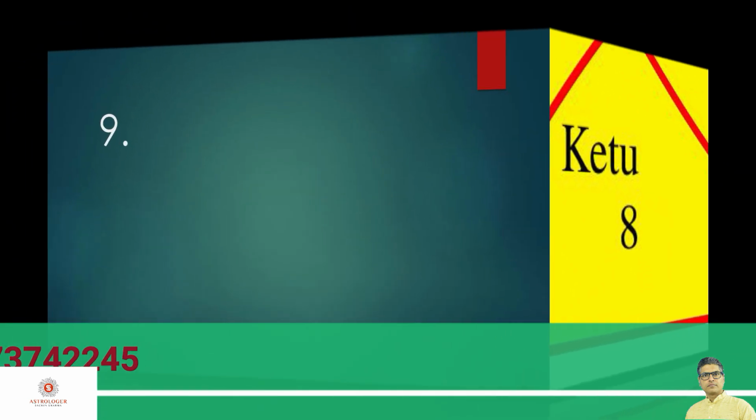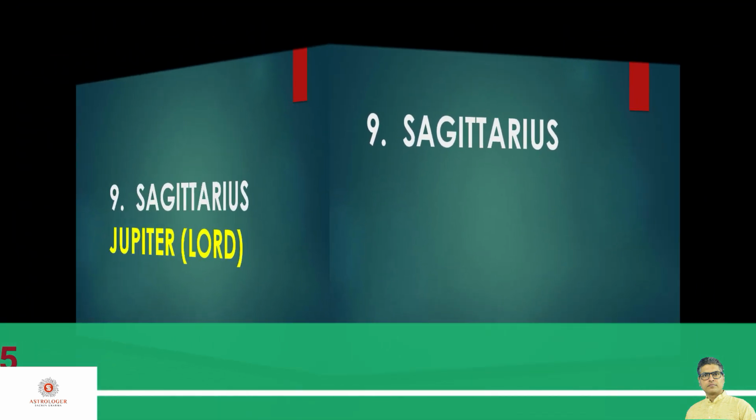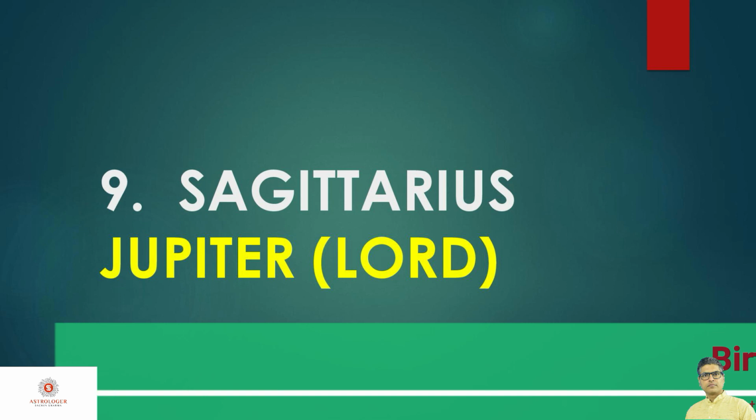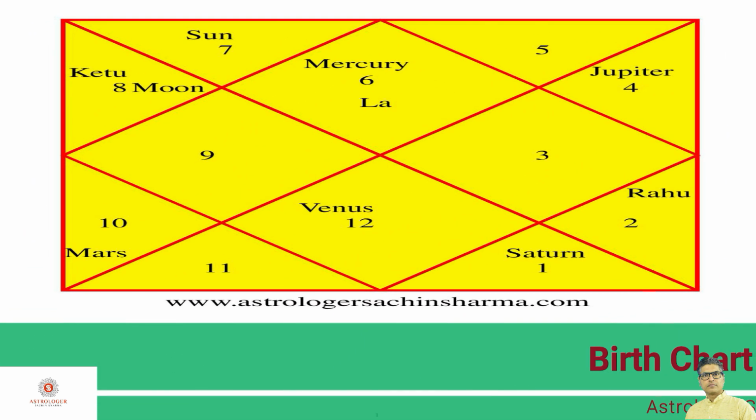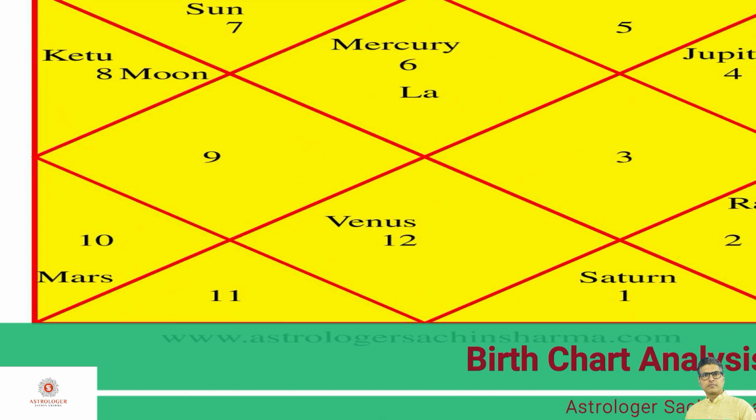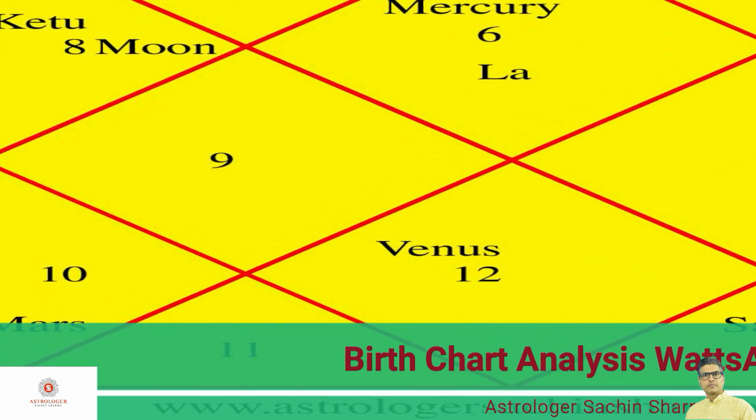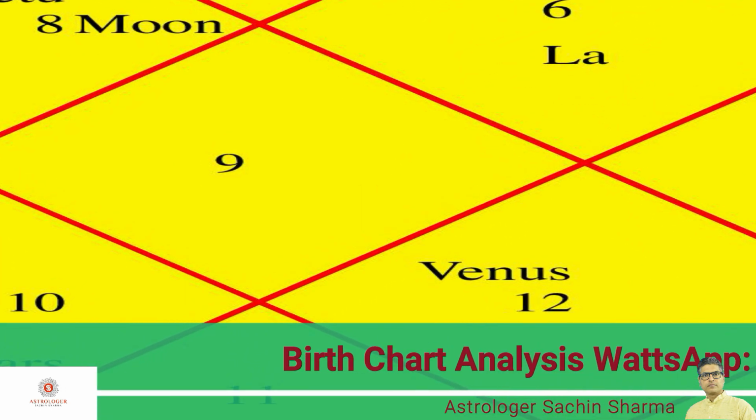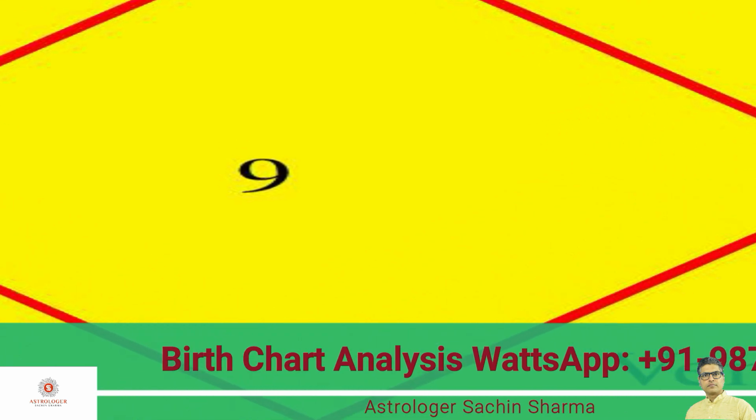If number 9 is written, it represents Sagittarius, and Lord of that house is Jupiter. Let us understand this concept practically in a birth chart. In this birth chart we can see that number 9 is written in the 4th house of birth chart, and number 9 belongs to Sagittarius, and Lord of Sagittarius is Jupiter. Hence we can say that Lord of 4th house is Jupiter here.